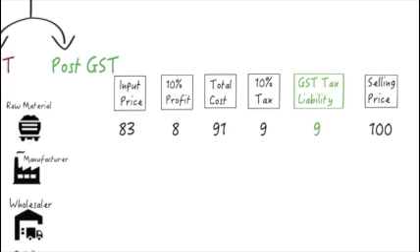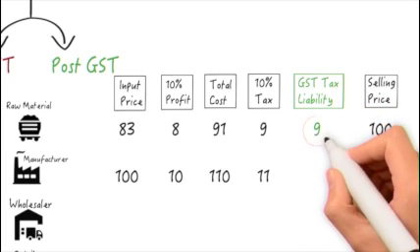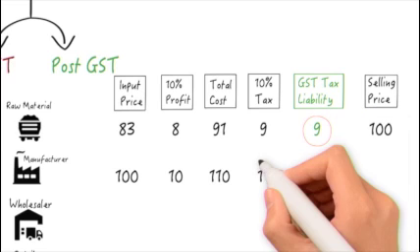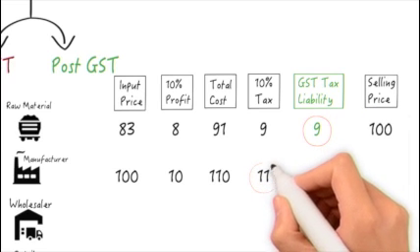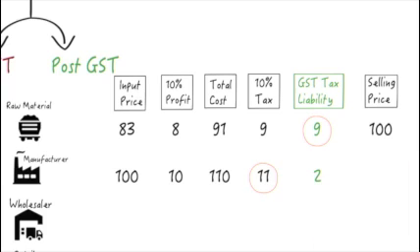The manufacturer still gets the raw material at the same price as before, for 100 rupees. With his expense and 10% profit, the price comes to 110 rupees. On this, he has to pay 10% tax, which comes to around 11 rupees. But since the producer has already paid 9 rupees as tax, the manufacturer now only has to pay the balance, which is 11 minus 9. That is 2 rupees. This is the tax liability.